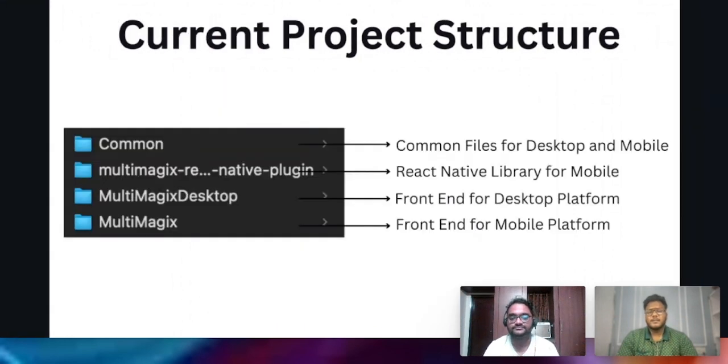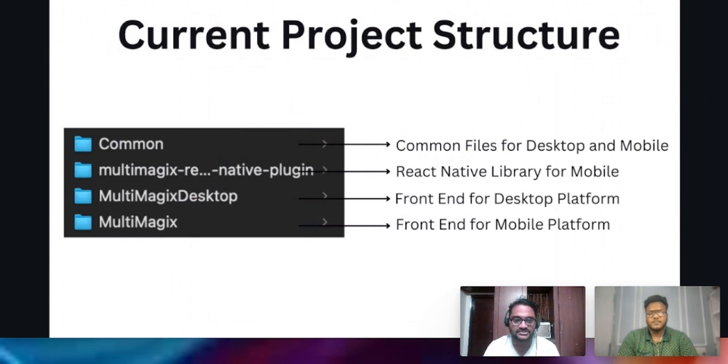So coming to the current project structure, what we have now is the common folder and the Multimagics React Native plugin, and we have another folder for Multimagics Desktop, and there is one more folder called Multimagics, which I have to rename to Multimagics Mobile. So this is what we'll have as the new project structure for the entire product.